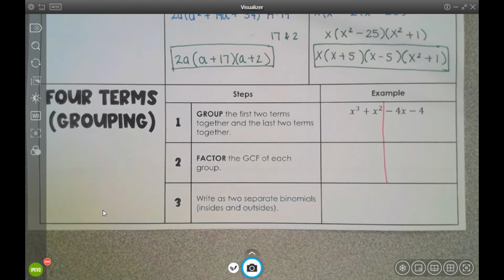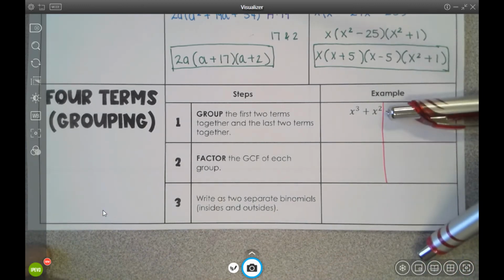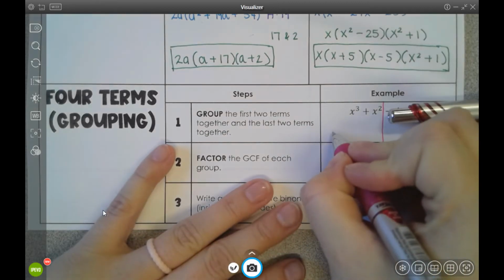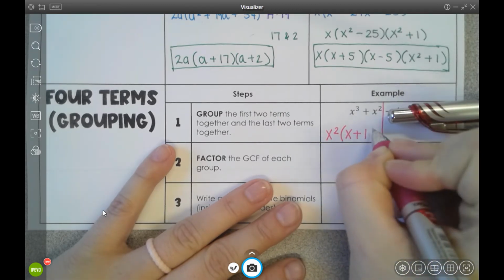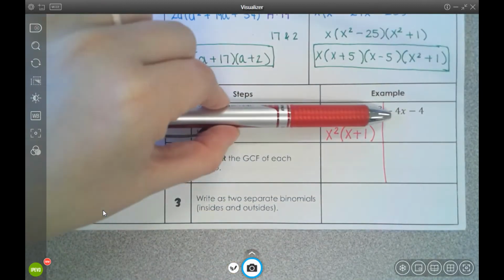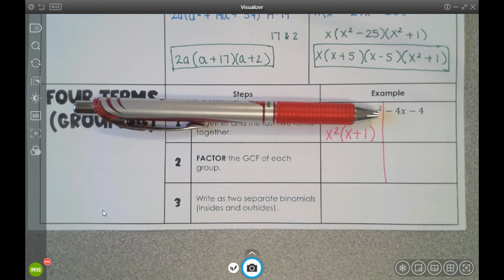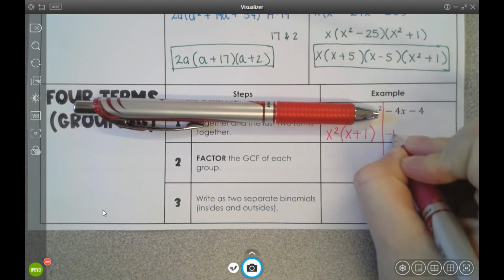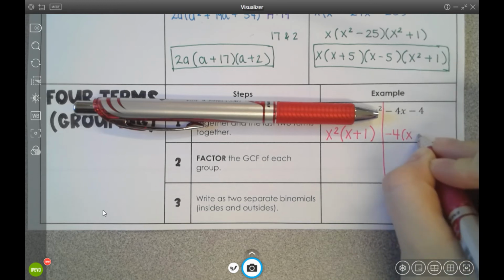So if we look at only the left, so ignore this. What is the GCF? X squared. And then I have x plus 1. And then over here, what's my GCF? 4. But if it starts with a negative, you got to make sure that you put the negative 4. And then we're left with x plus 1.